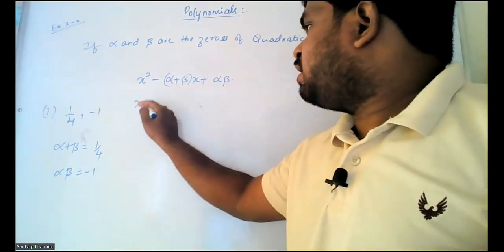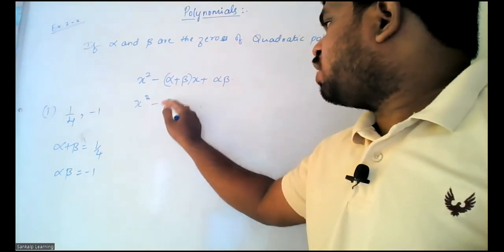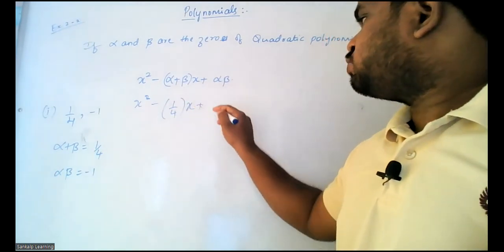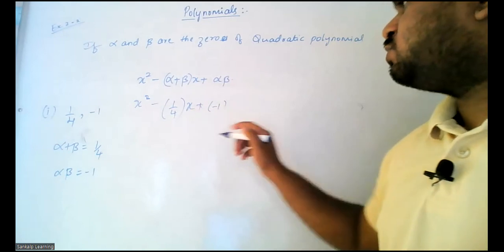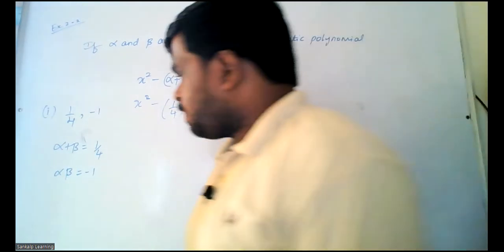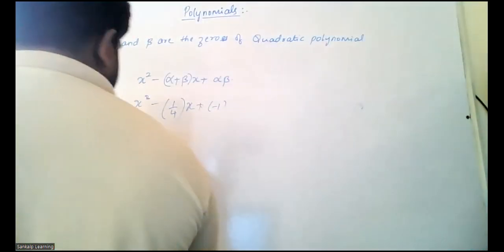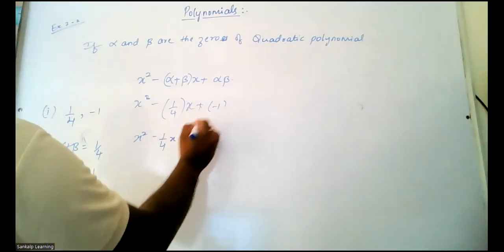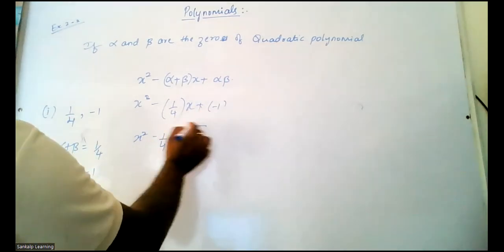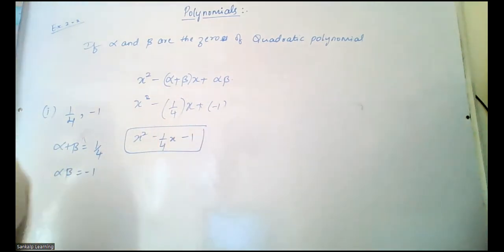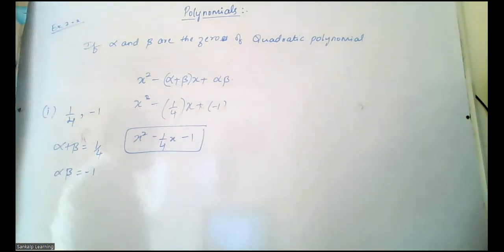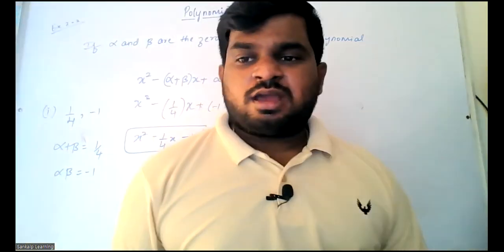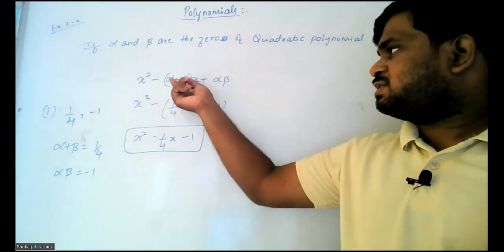So x square minus what is alpha plus beta? 1 by 4 x plus what is alpha into beta? Minus 1. So if you simplify this, x square minus 1 by 4 x plus, into minus is minus 1. So this is the quadratic polynomial. Okay, so easily you can do the rest of the problems. It's very, very easy. The first number is alpha plus beta, substitute here.